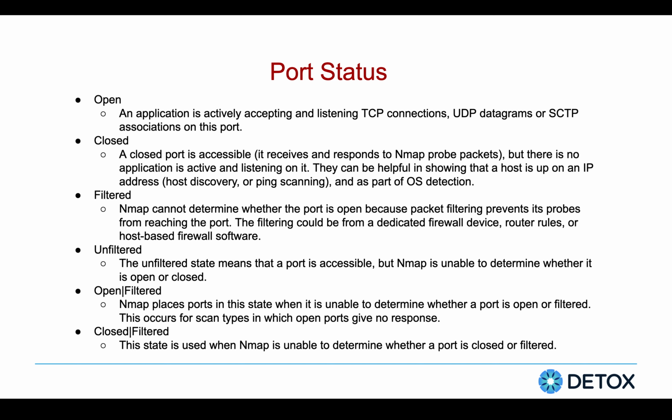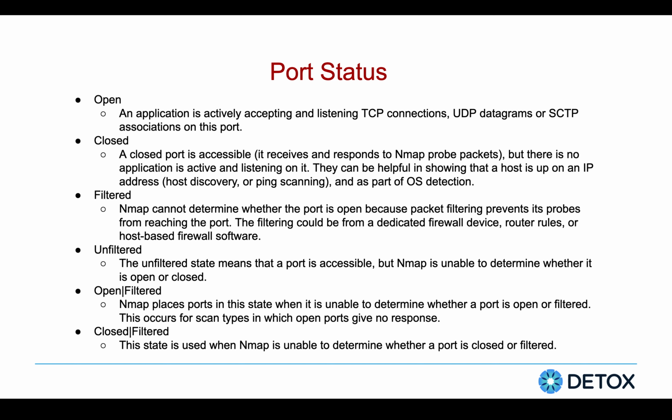Open means a port is actively open and an application is actively running and listening on that port. That's why your Nmap result will show it as open. Second is closed. A port is categorized as closed when the port is accessible but there is no active application running or listening on that port. Third status is filtered, which means Nmap cannot determine whether the port is open because packet filtering prevents its probing from reaching the port, which means there will be a firewall, IPS, or IDS protecting that port.